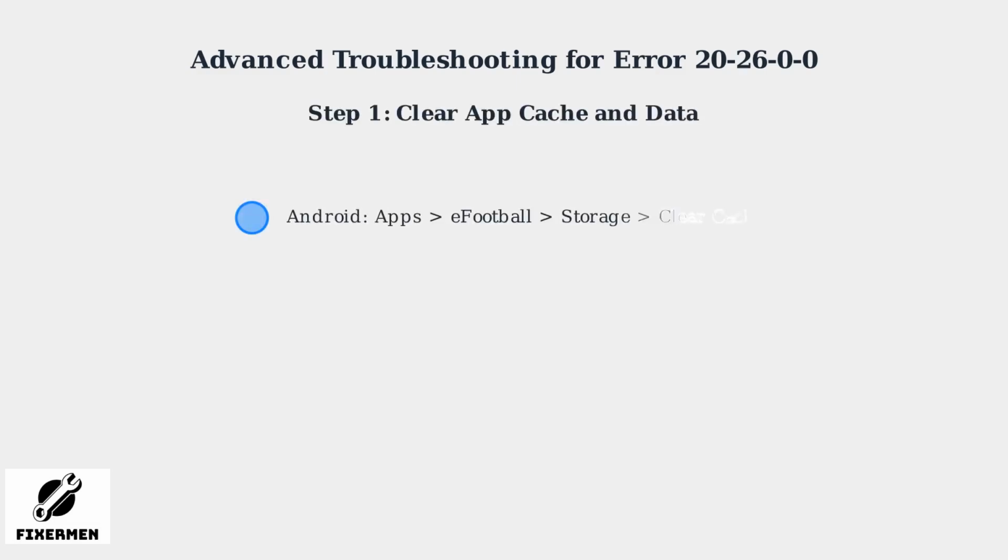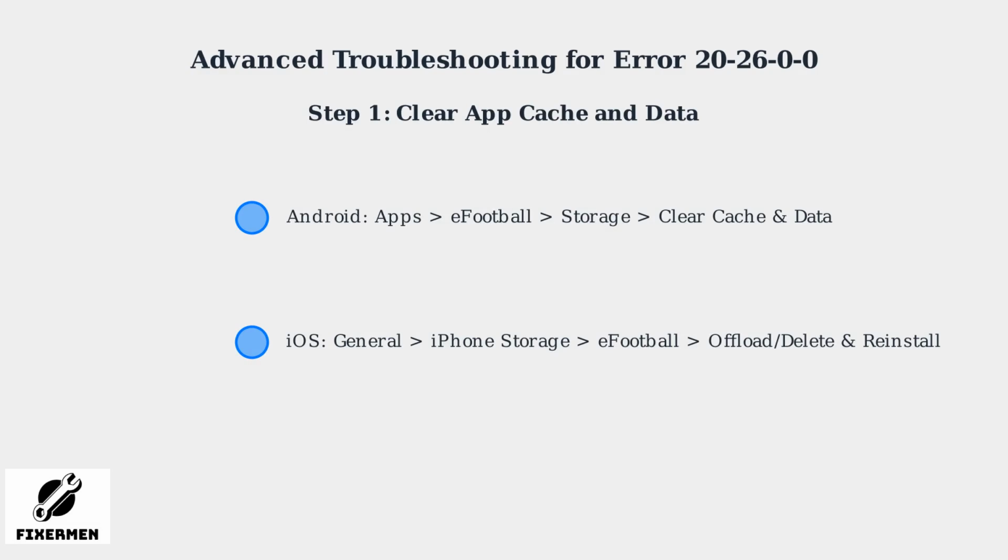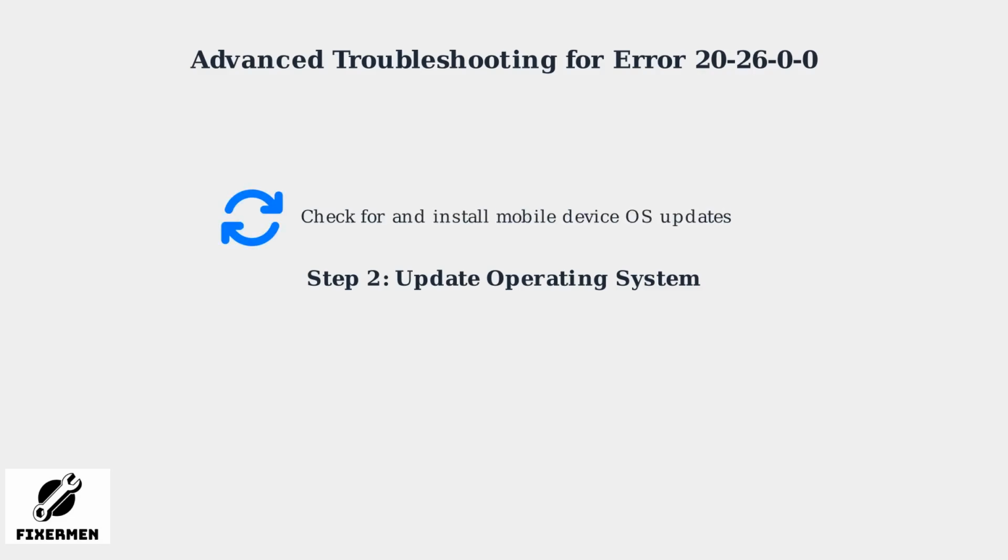First, clear the app's cache and data. On Android, navigate to Apps, find eFootball, go to Storage, and clear both cache and data. On iOS, go to General, iPhone Storage, find eFootball, and offload or delete the app, then reinstall it. Next, check for operating system updates on your mobile device and apply them if available.